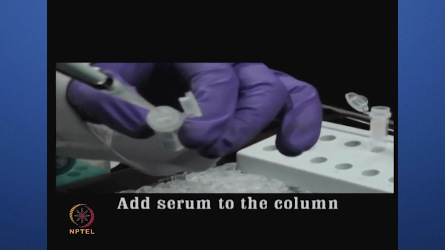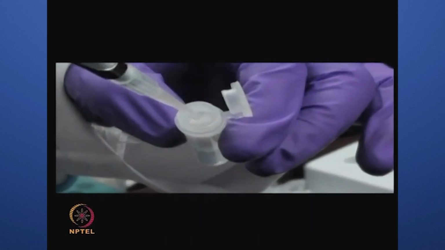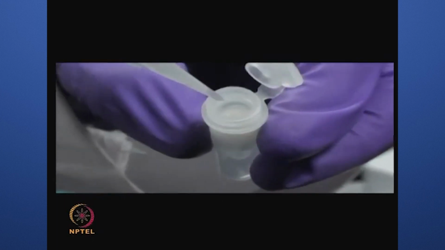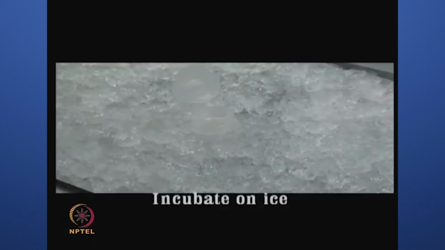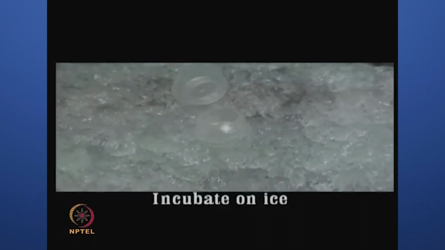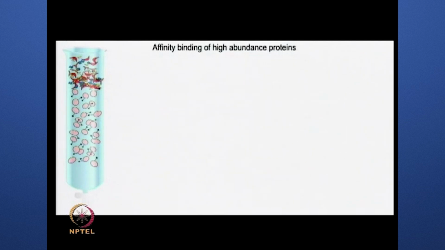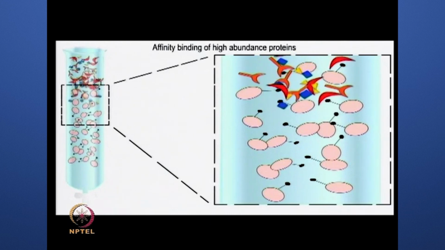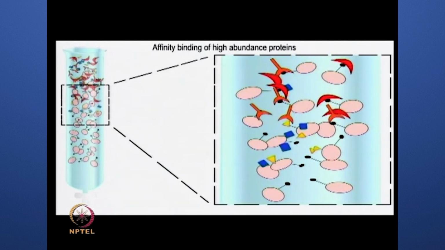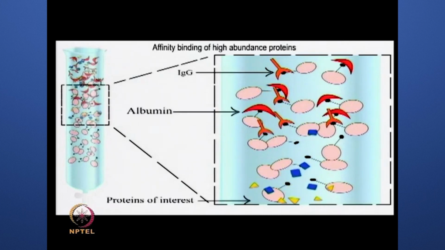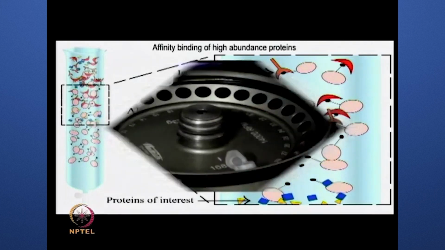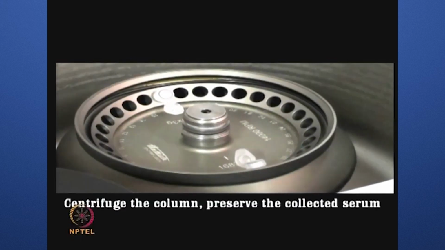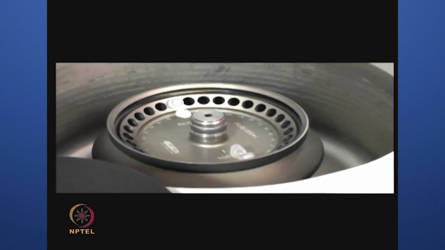Next, add the serum sample to the column and incubate on ice for 5 minutes. This allows the high abundance proteins to bind to the affinity matrix of the column while the rest of the proteins remain unbound. Again, centrifuge the column and collect the serum that remains at the bottom of the tube for further processing.